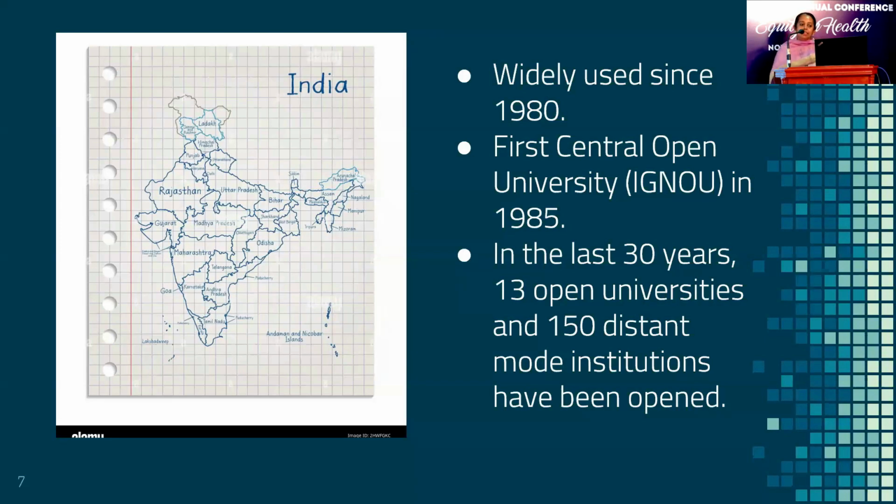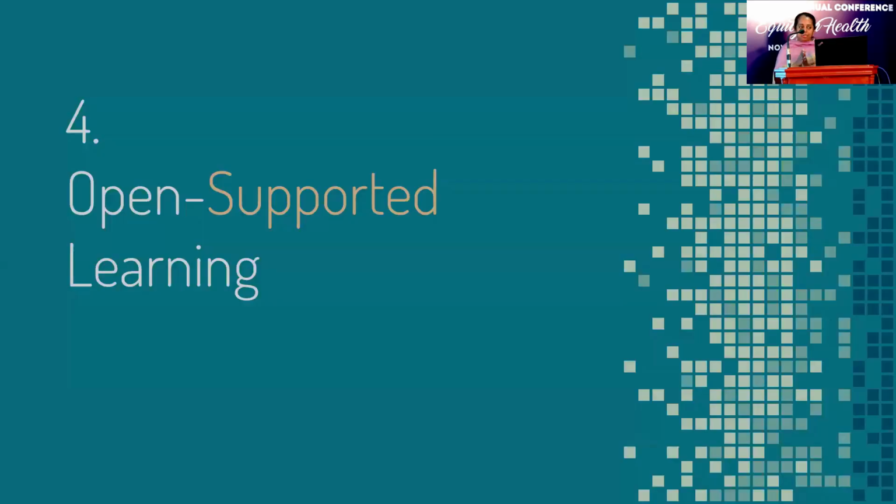But in the last 30 years, there are 13 open universities, and these are state universities. These are not central. IGNOU is the central university, and almost 150 distance mode institutions that have been opened. And during COVID, of course, everybody had to do something online. Everyone needed to figure out a way. In fact, even UGC put out this notice that all the courses that are under UGC, up to 40% of it can be in a distance learning format. And I think post-COVID, we're actually in a time when blended or open learning or distance learning is actually here to stay. At least some component of it is here to stay in most of our higher education portals.